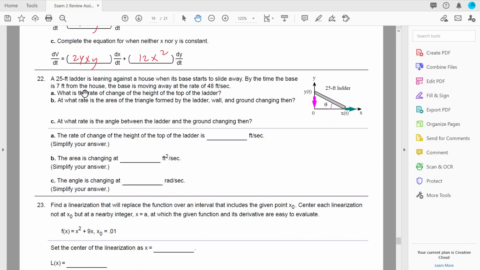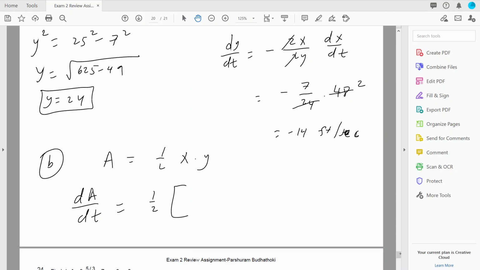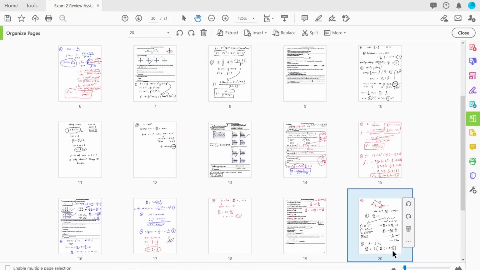Now let's go to the second part, Part B. At what rate is the area of the triangle formed by the ladder, wall, and ground changing then? First of all, find the area in terms of x and y. For part B, area equals one half times x times y. We want to find the rate of change of area with respect to time, so we have to use the product rule here, because both of them are functions of time. That would be the derivative of x with respect to t times y, plus x times the derivative of y with respect to time.